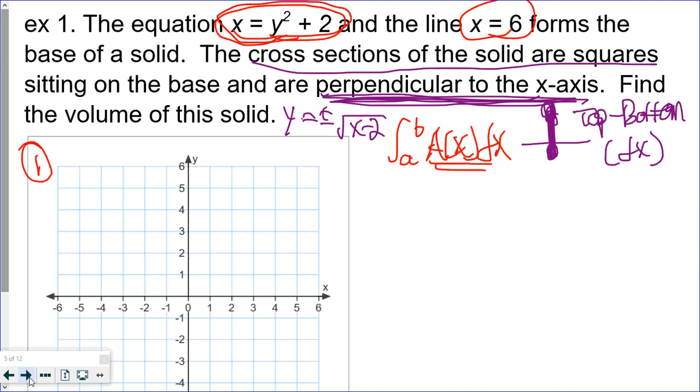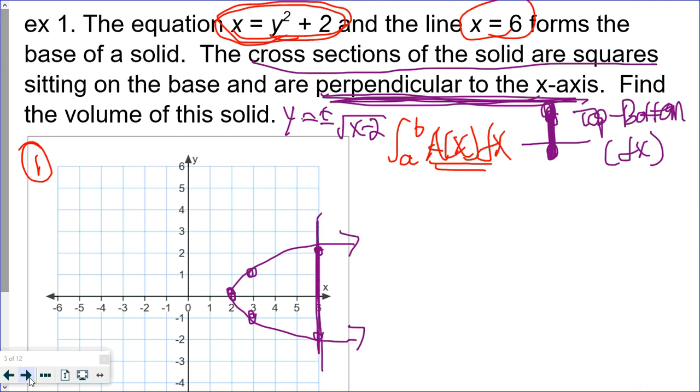Now how that looks, if I did the positive square root of x minus 2, I know it looks like this. Over 1, 2, 3, 4. So it's the square root function. And the negative square root of x minus 2 is the same function, but negative. So it looks like this. And an x equals y squared equation is just a parabola on its side. So we've got that equation and we've got the equation x equals 6, which looks like this.